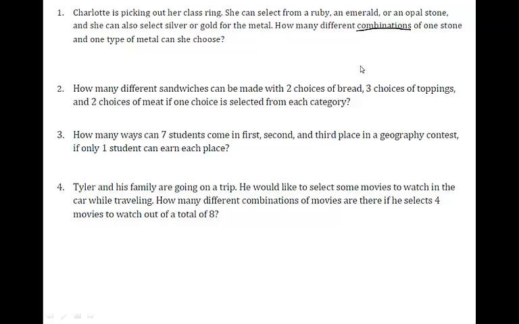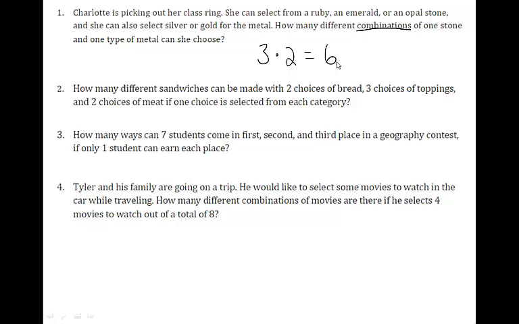In this one, I'm actually not going to use the nCr or the nPr on my calculator because it's easier just to multiply the choices. Her first choice, she has 3 stones, and her second choice are 2 different types of metals. So it's going to be 3 times 2, which is 6.